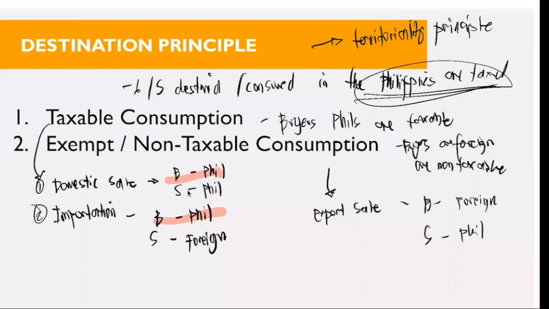So here in your business taxation, we look at our buyer. We said we tax the consumption if our buyers are from the Philippines. And then we have an exempt or non-taxable consumption if our buyers are foreign individuals, entities, or whatnot. So long as our buyers are foreign, it is exempt or non-taxable. If our buyers are within the Philippines, it is taxable. So this is an important factor in determining whether your particular business transaction is taxable or not.